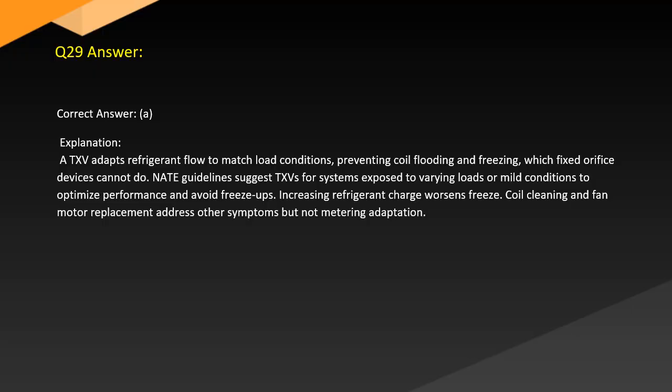Answer. Correct answer: A. Explanation. A TXV adjusts refrigerant flow to match load conditions, preventing coil flooding and freezing, which fixed orifice devices cannot do. NATE guidelines suggest TXVs for systems exposed to varying loads or mild conditions to optimize performance and avoid freeze-ups. Increasing refrigerant charge worsens freeze. Coil cleaning and fan motor replacement address other symptoms but not metering adaptation.